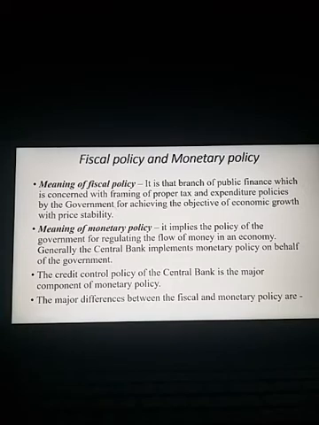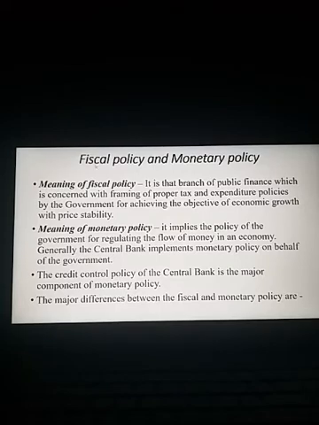If asked for 1 mark, you cut it short in the simplest way. Fiscal policy is a policy which is concerned with proper tax and expenditure by the government for achieving the target of economic growth with price stability. So, fiscal is related to tax and expenditure policies.